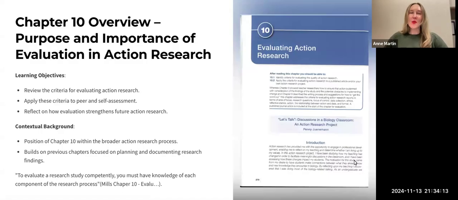Hi, everyone. We are going to be talking about Chapter 10 today, the final chapter in Mill's text, all about evaluating action research. So this chapter brings everything together and leaves you with a set of criteria that you can use to evaluate not only your action research, but a peer's or other action research that you may encounter, and leaves you with some reflection that can help strengthen your current project and future projects.